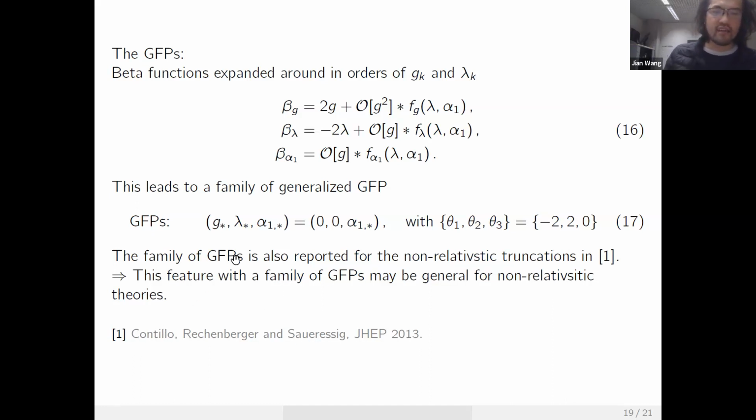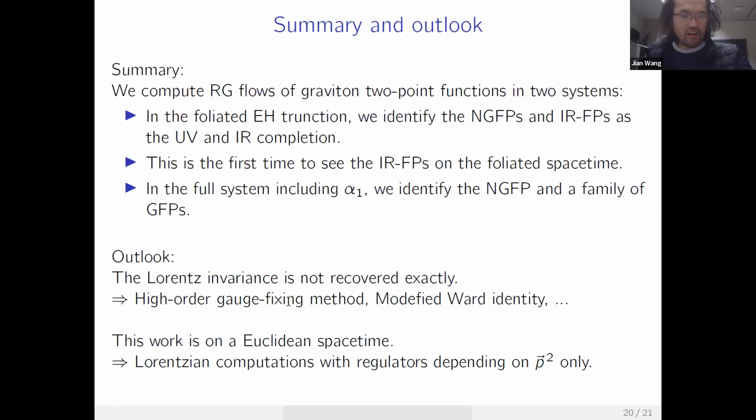We also notice that this family of Gaussian fixed points is also reported in previous background computations, which also include non-relativistic truncations. So here we may infer that this feature of a family of Gaussian fixed points may be a general feature of non-relativistic theories.